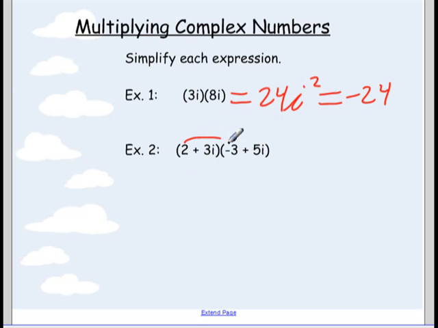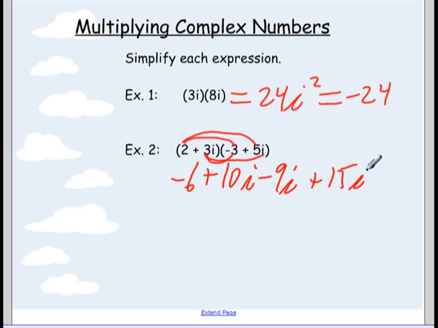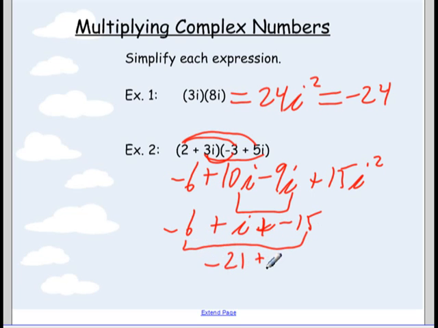So here, we're going to FOIL. So 2 times negative 3 is negative 6, plus 10i, minus 9i, plus 15i squared. I can combine those two together, so we have negative 6 plus 1i, or just i, plus 15i squared. Wait a minute, i squared is negative 1, so that's 15 times negative 1. That's a negative 15. And now we can go even further. Negative 6 plus negative 15 is negative 21 plus that i. So we can simplify more than if those had actually just been x's. That's all for now. Good luck.